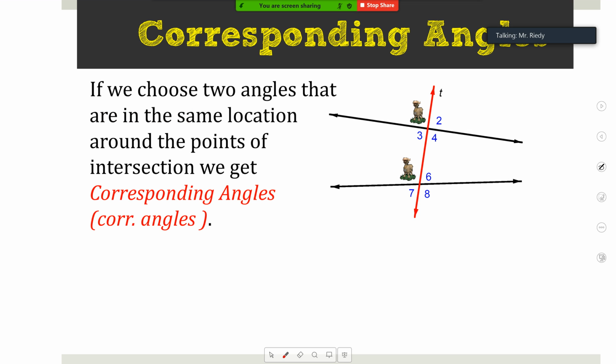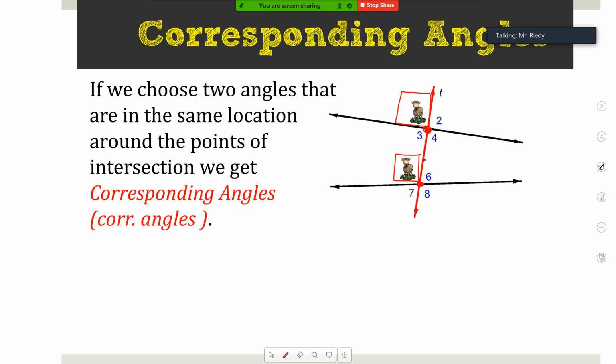Okay, so here we go. If we pick 2 angles in the same location around the points of intersection, now what do I mean by that? Here's one point of intersection. Here's the other point of intersection. This mooing cow is in the upper left-hand corner. Therefore, the corresponding angle is also in the upper left-hand corner. Those would be called corresponding angles because they're in the same corresponding location around the points of intersection.